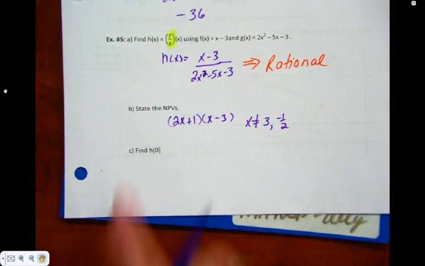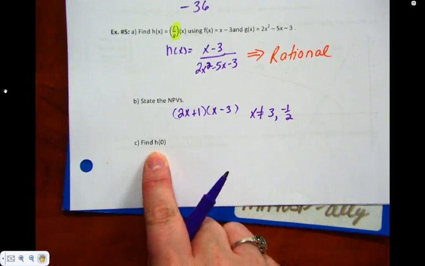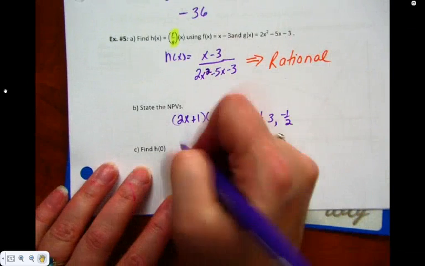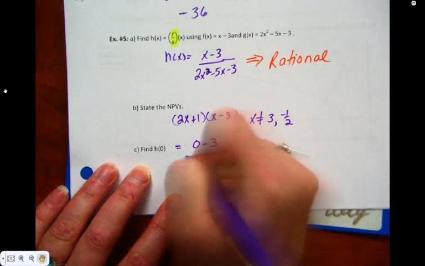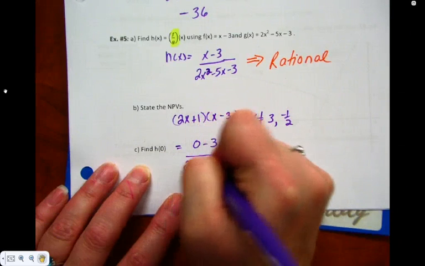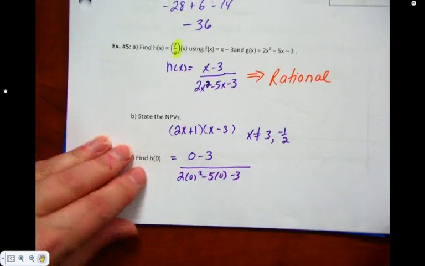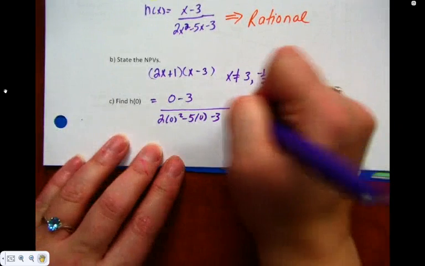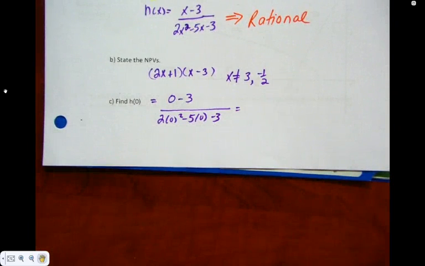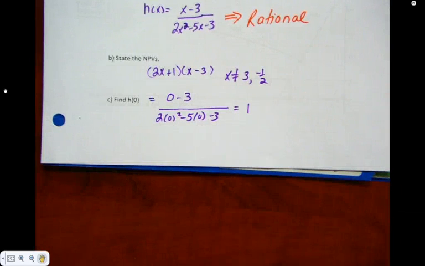Find f of 0. What the heck does this mean? Substitute. Take out x, put in 0. So go to our f of x function. Every time we see an x, we take it out. Offer of 1.